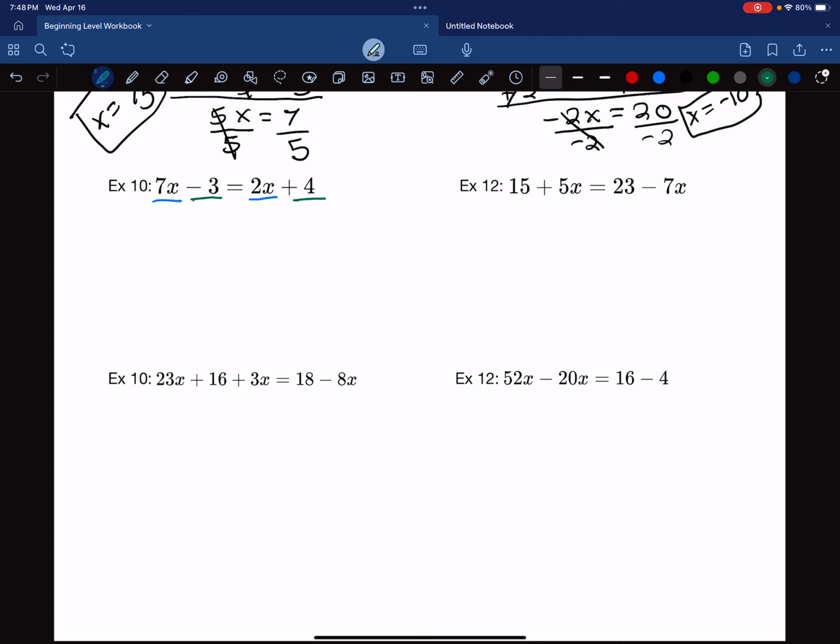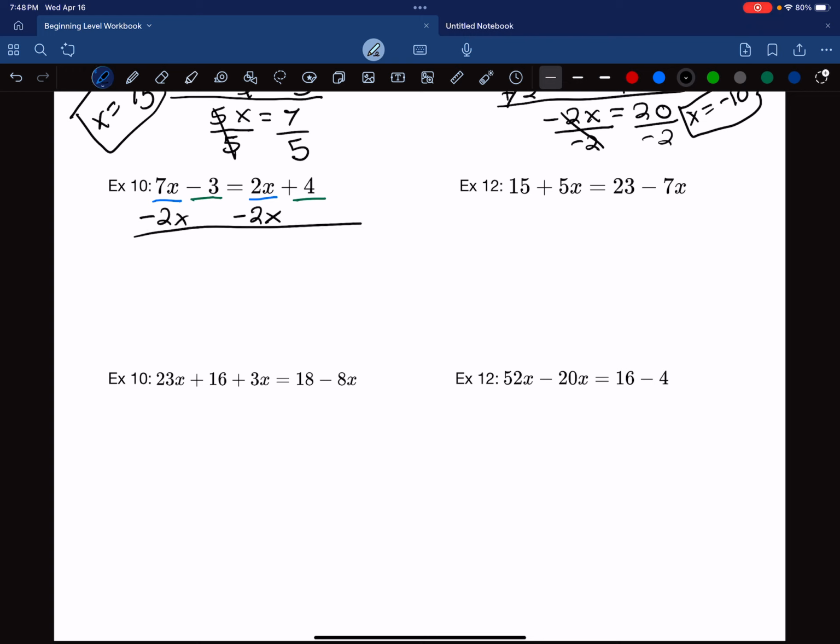Now, this one's a little bit different than the first couple we've done because we now have an x on both sides of the equation. So what we want to do when we run into a situation like this is get these x terms on one side of the equation. So to get both those x terms on one side, I'm going to subtract 2x from both sides.